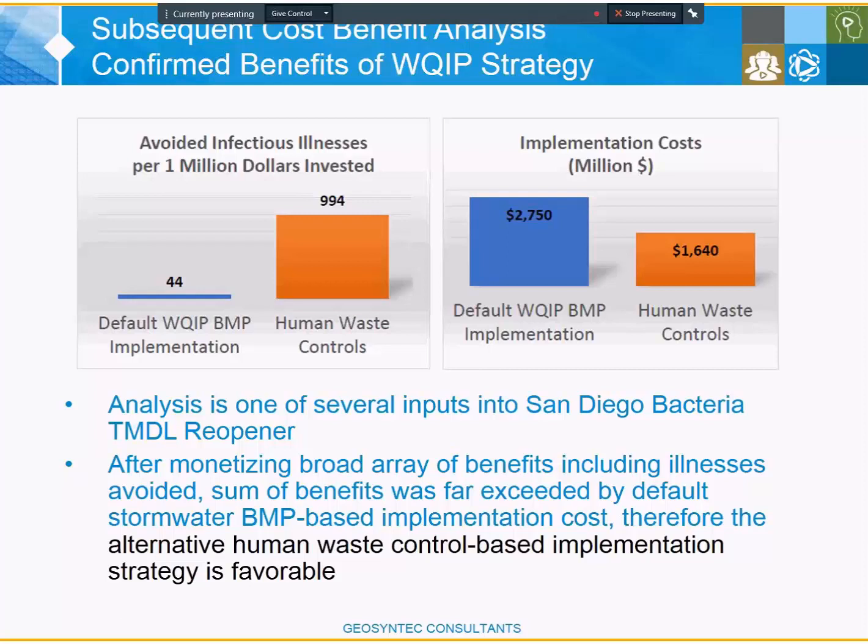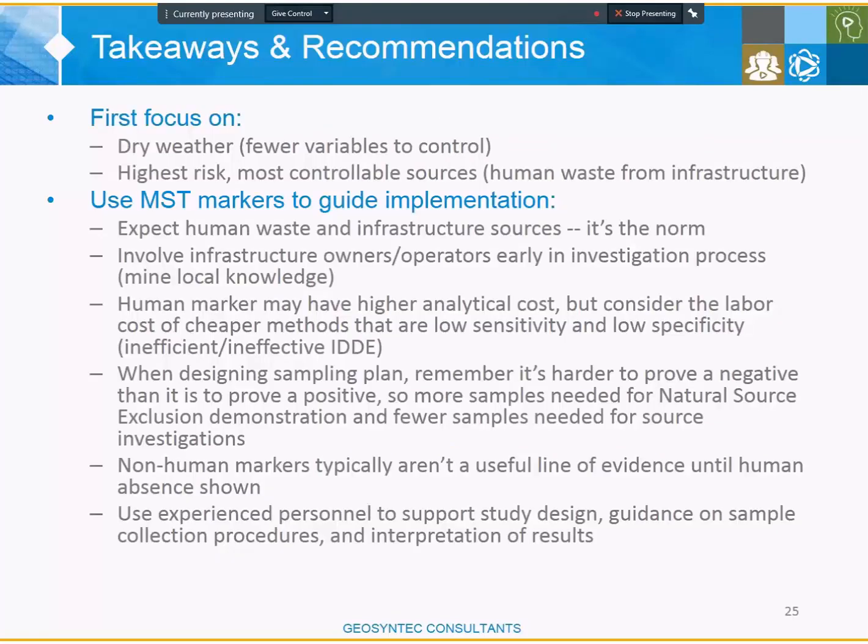So, final two slides, takeaways and recommendations here. For bacteria control planning in a watershed, it's hard to give something that's really general for any watershed, but I'll do my best here. First, focus on dry weather. There's fewer variables to control. Focus on the highest risk, most controllable sources. That means human waste from infrastructure. Use MST markers to guide implementation.